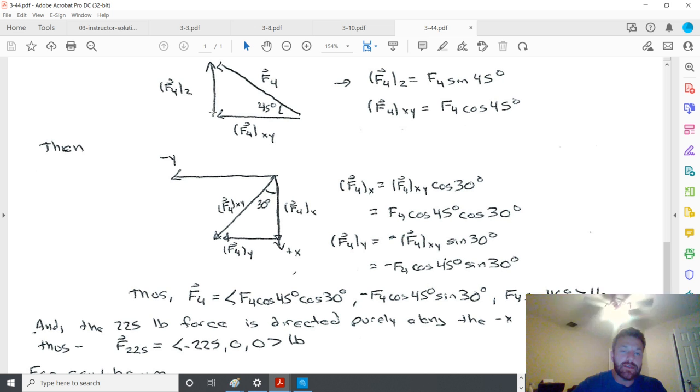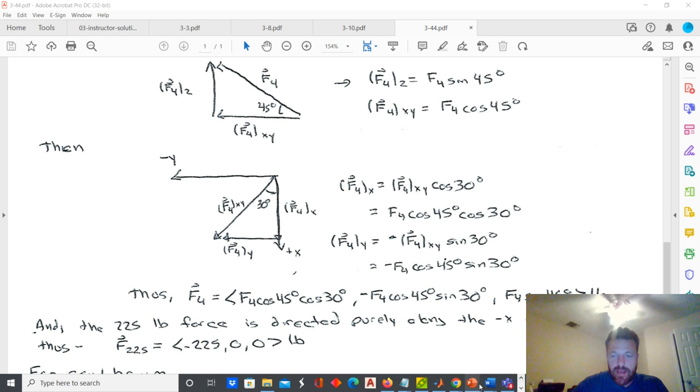If we do this decomposition, the z component will point in the upward direction. Its magnitude is going to be given by the magnitude of F4 times the sine of 45 degrees, since it's opposite. That's what I have here. And this component, which is along the base of this triangle, which is related to the cosine of 45, remember, it's just the projection of F4 down into the xy plane.